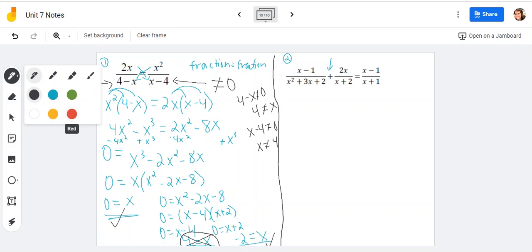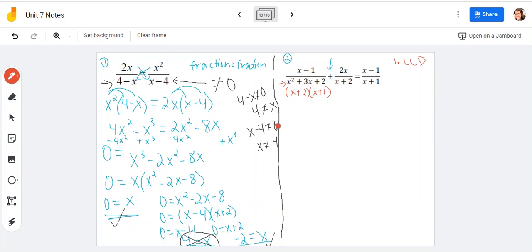Okay, let's take a look at one more that we can't use cross multiplying for. So we notice here that since we have multiple terms on the left side, we can't cross multiply. So our first step is going to be to find a lowest common denominator. So I see this denominator right here. I'm going to factor it real quick. I get x plus 2 and x plus 1. So this is helpful. Those are both the other denominators. So my LCD is just going to be the two of them.